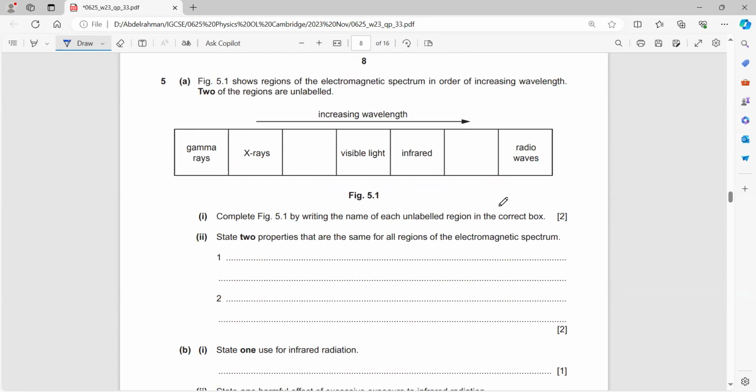Electromagnetic spectrum. Complete figure 5.1 by writing each unlabeled one. What are the unlabeled ones, guys? Tell me.